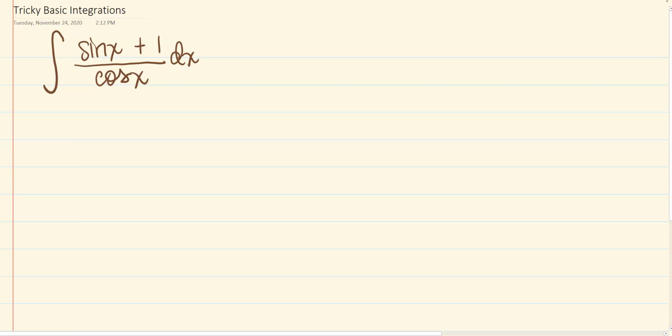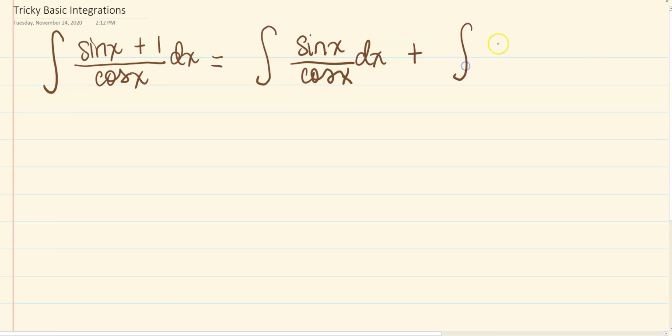Now, from earlier, we know that we should rewrite this as two integrals, right? Split them into multiple fractions. So this would be the integral of sin x over cos x dx plus an integral of 1 over cos x dx. Now, the question is, do we want to write sin x over cos x as tangent x?